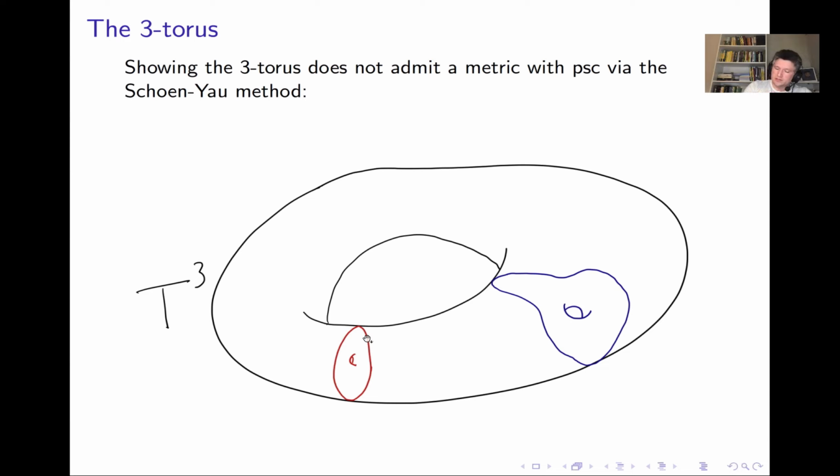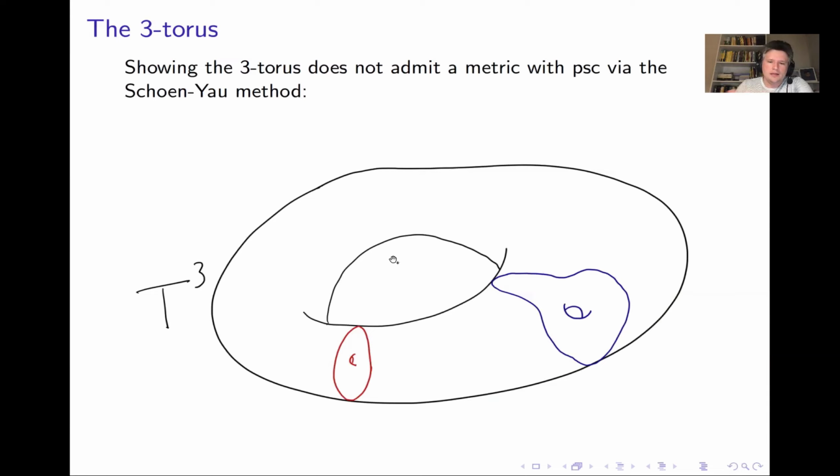But if it's a stable minimal surface, and because the fundamental group injector has to be the same, it means there is a two torus. I mean, it's basically going to be a two torus. But a stable minimal surface in positive scalar curvature has to be a topological sphere. So here's a two sphere, and here's a two torus. Contradiction. So in other words, the three torus cannot admit a metric of positive scalar curvature.